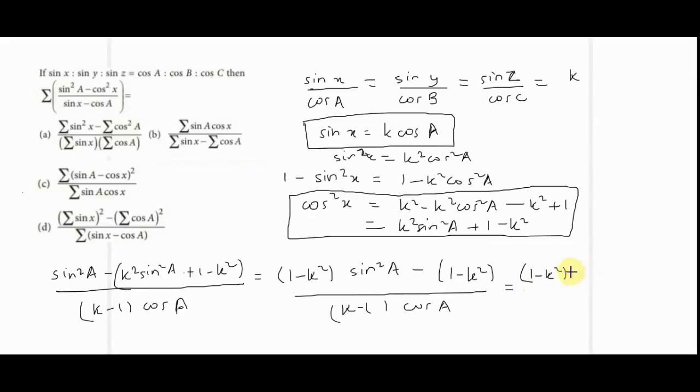This is sin square a minus 1, which is minus of 1 minus sin square a. That is cos square a, minus of cos square a. So minus cos square a divided by k minus 1 cos a. Now let's give this minus to the term here. Then it will become k square minus 1, cos square alpha by cos alpha.